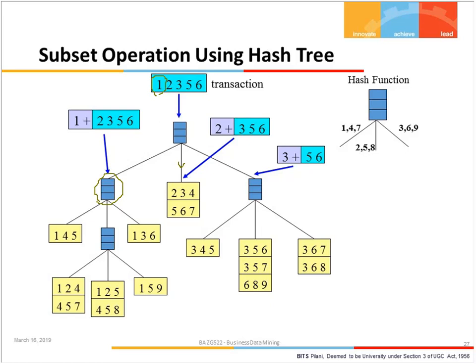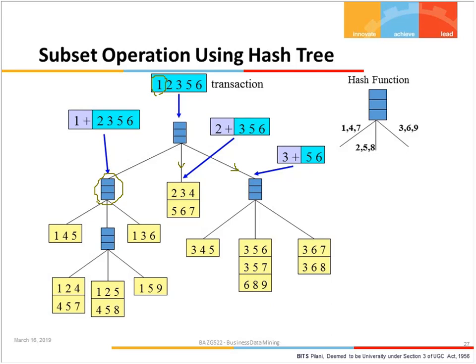Yeah, I understand. And then for this branch, 1, 2 can never occur. I will send only 3, 5, 6 in this branch. So we are not doing a brute force counting. We are trying to do a smart count. So we are reducing the transaction as much as possible when we are sending to the branch.